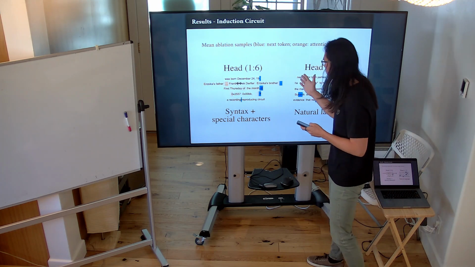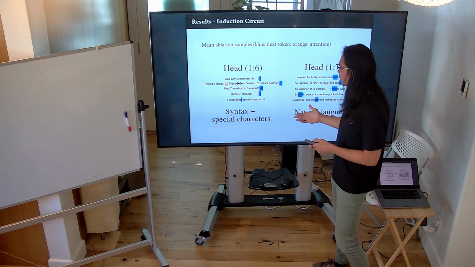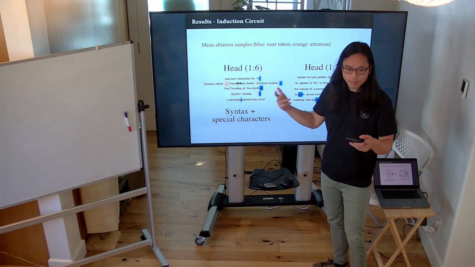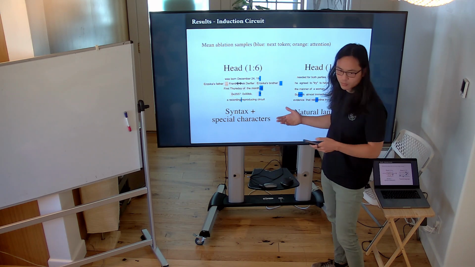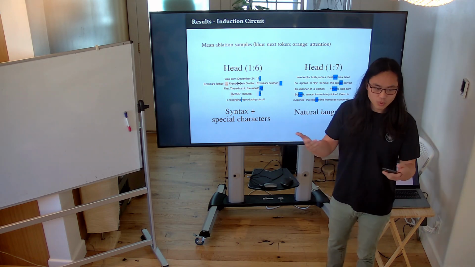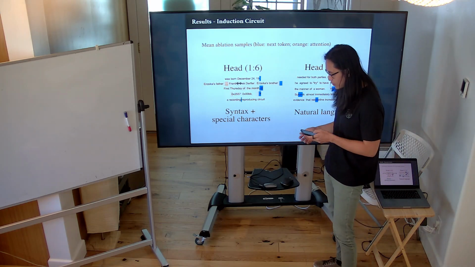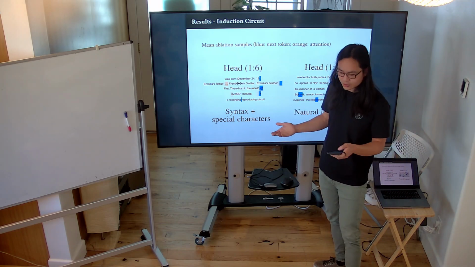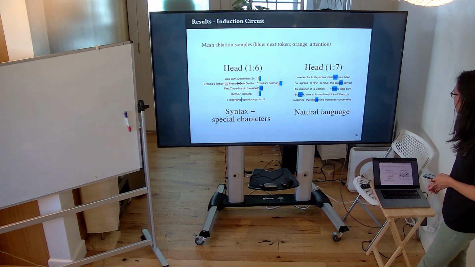Okay, so if 1.6 really is an induction head that's more about syntax or special characters, then this gives a pretty natural hypothesis for why it responds more to code, which is that code has a lot of syntax and special characters. And yeah.